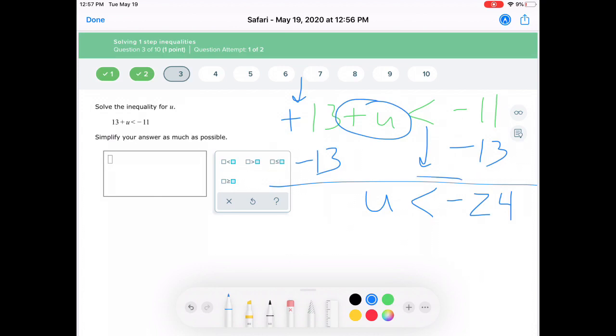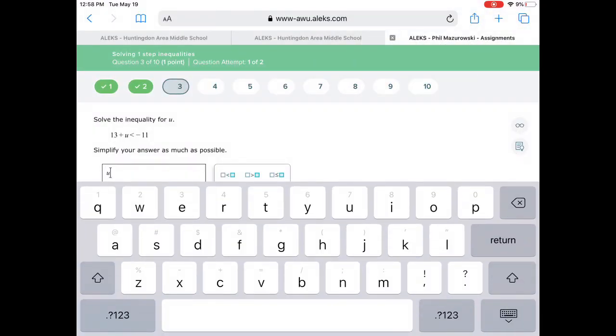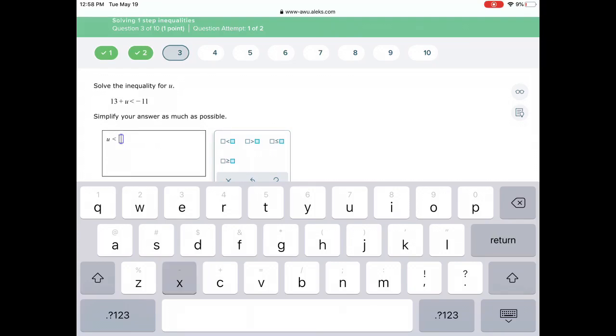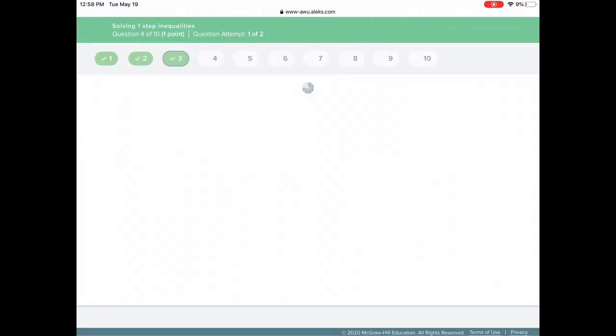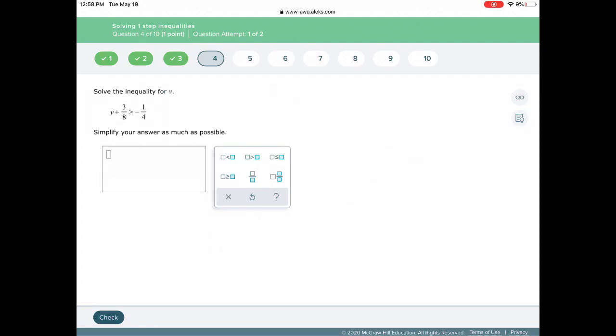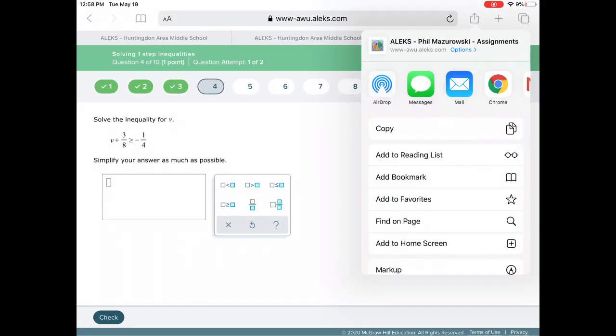And I wouldn't even mess around with changing the order of this, because we usually like the variable on the left-hand side. So we're just going to say u is less than negative 24. So it's all about trying to figure out what we need to do to the variable to undo things. All right, so now we're getting into some fractions, but the idea is exactly the same.